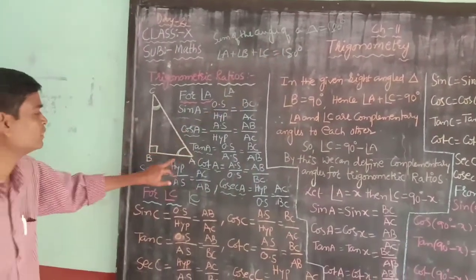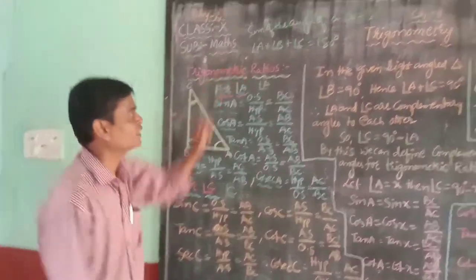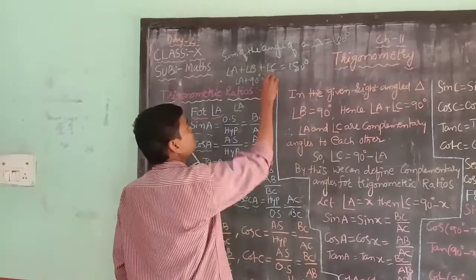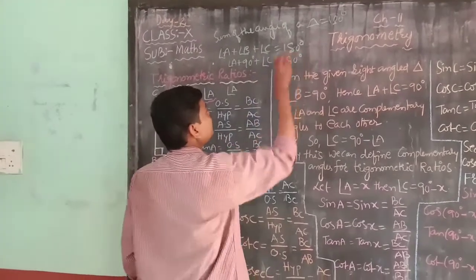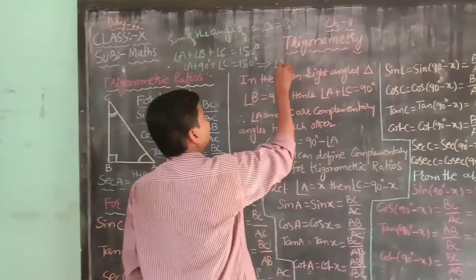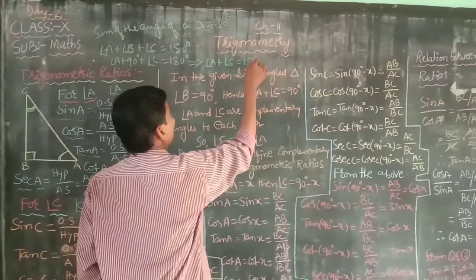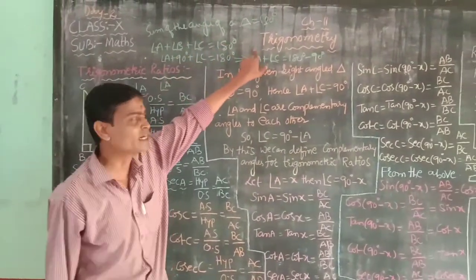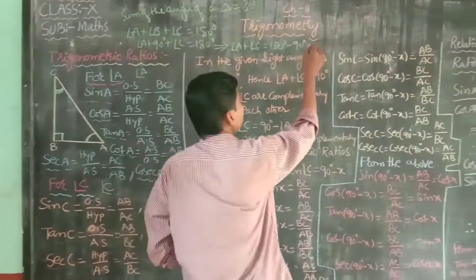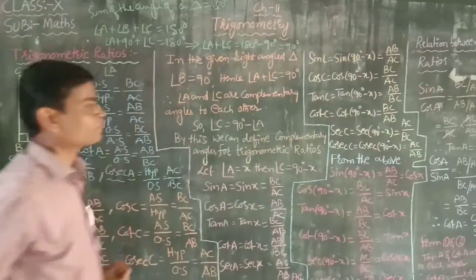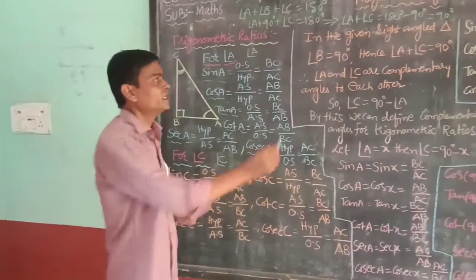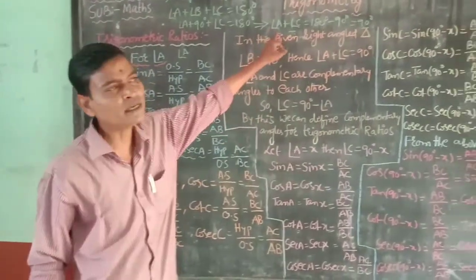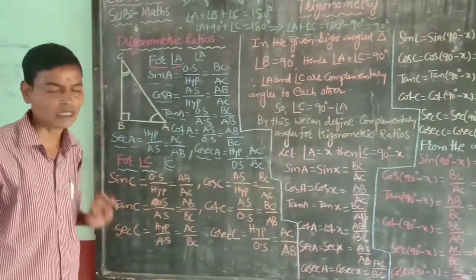But in the given triangle ABC, angle B is how much? 90 degrees. Therefore, angle A plus 90 degrees plus angle C is equal to 180 degrees. So that implies angle A plus angle C is equal to 180 degrees minus 90 degrees. This plus 90 degrees we transpose to the right hand side and it becomes a minus. So this is equal to 90 degrees. In the earlier classes we have studied that if the sum of any two angles is equal to 90 degrees, then the angles are said to be complementary to each other.